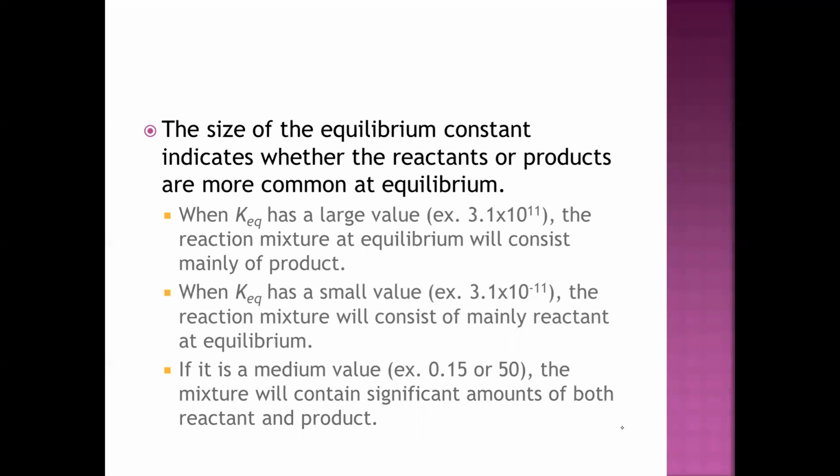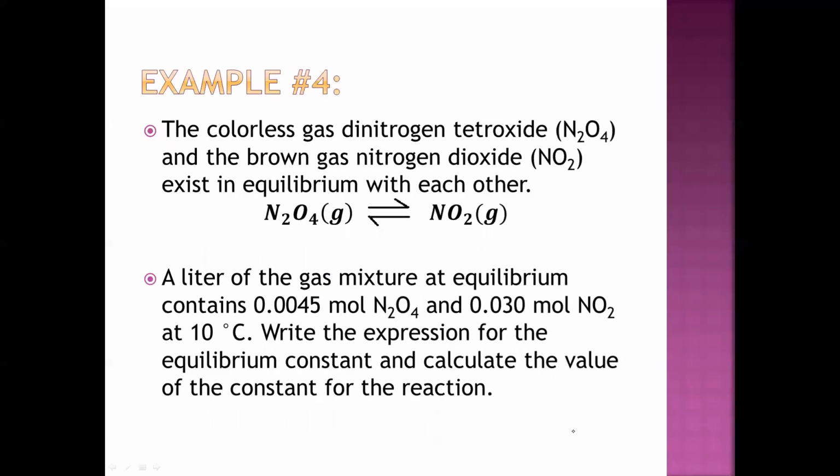So we're going to do example 4, where we're going to write the expression, and then we're going to plug in the numbers and solve, okay? So the reaction we're talking about here is between the dinitrogen tetroxide, which is the N2O4, and nitrogen. Originally, I think I gave you a balanced equation, but I forgot here. So it's always just good to check to make sure the equation is balanced because the coefficients matter now.